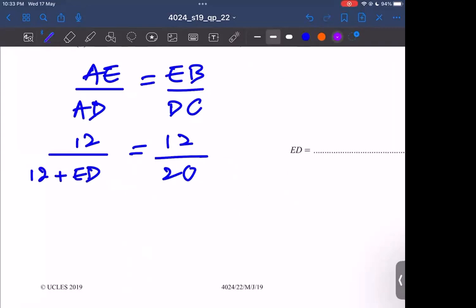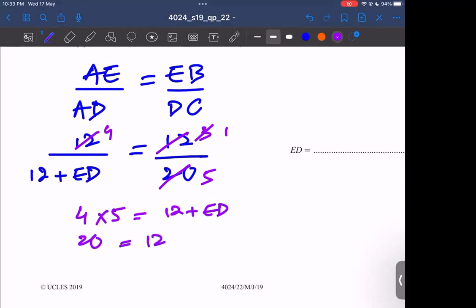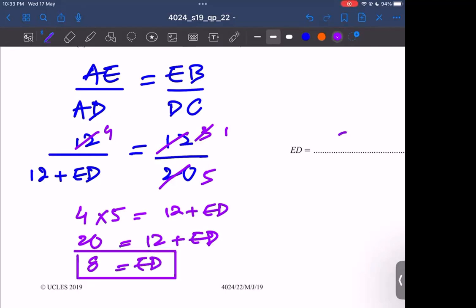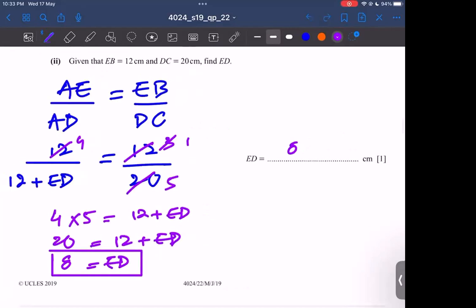So I'm going to simplify it further. Cross-multiplying, 4 5s are 20, and 3 4s are 12, so we get 12 plus ED over here, 4 5s are 20. 20 minus 12 is going to be 8. So we got the value of ED, which is 8 centimeters. Centimeter is already written in the question.